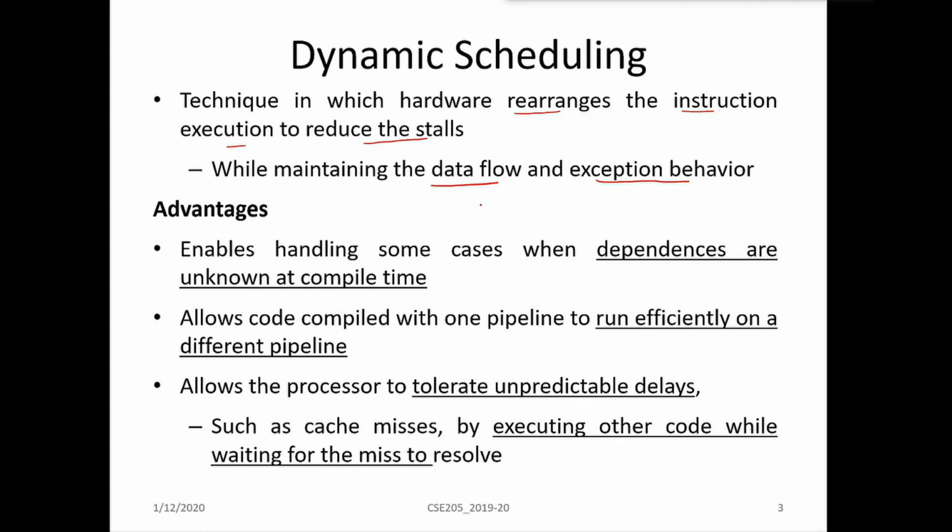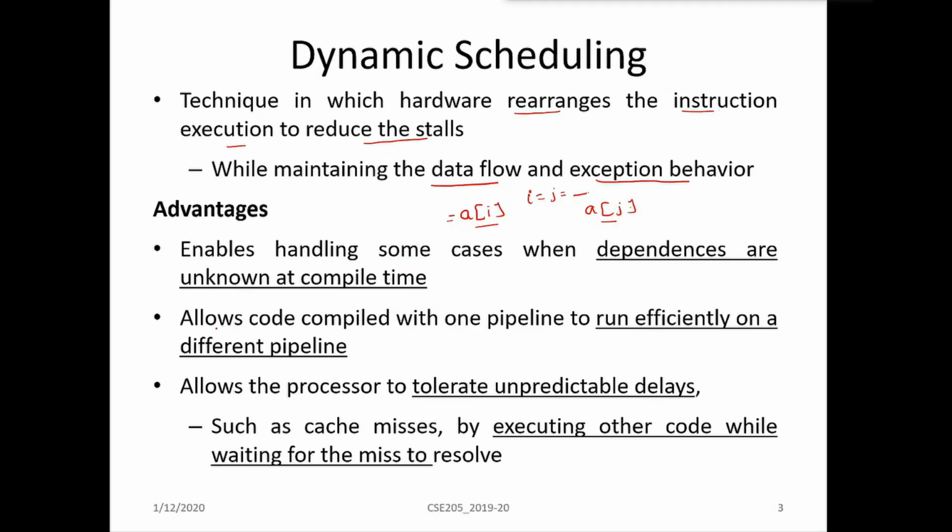Just as an example, suppose you have A[I] and A[J]. During runtime, I and J may have the same value, which may not be known at compile time but may be known during runtime. Such things can be handled by dynamic scheduling.